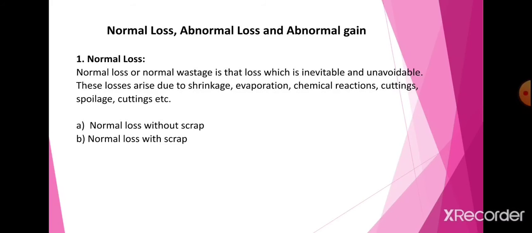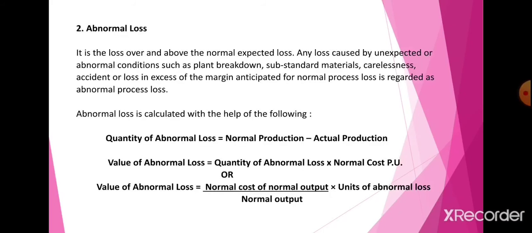So then what are abnormal losses? Abnormal loss is the loss over and above the normal expected loss. Any loss caused by unexpected or abnormal conditions such as plant breakdown, substandard materials, carelessness, accident, or loss in excess of the margin anticipated for normal process loss is regarded as abnormal loss.